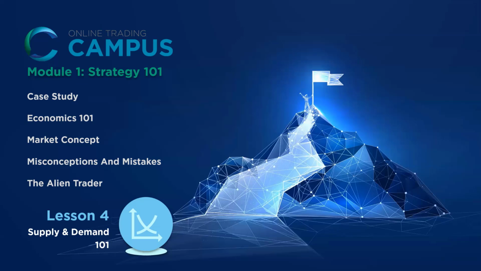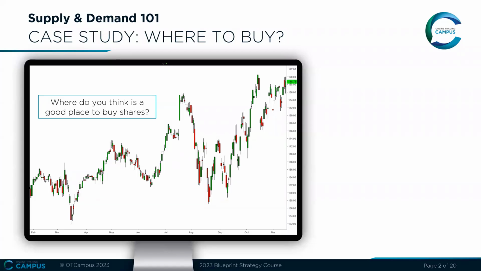Keep in mind that this is the last concept lesson. It's the last 101 lesson, so the last of strategy 101. After this lesson, you'll have the knowledge and the right foundation to go to module 2, where we will start building clear, mechanical and objective rules around the concepts you've already learned, and even some additional concepts that we will introduce. At this stage, most of you already know how to read price charts from the previous lesson.